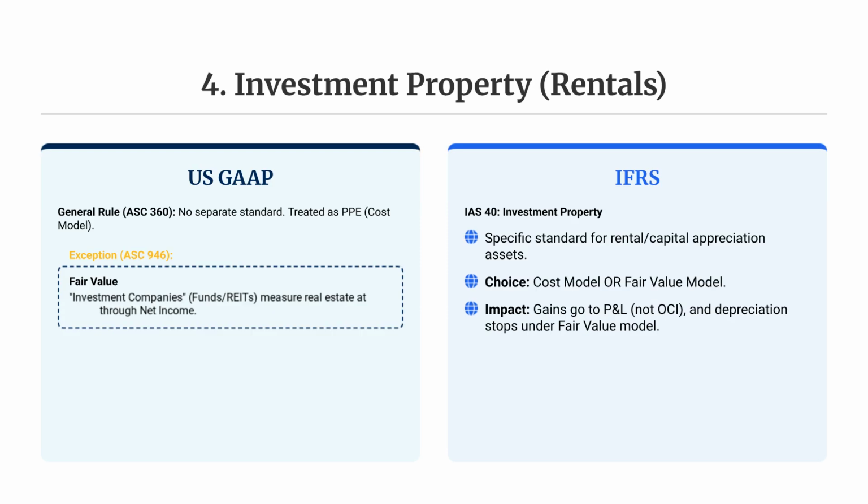What about a building you own just to earn rent? Under IFRS, we have IAS 40. You can mark that building to market value every single year, and any gain goes straight to your net income. Under US GAAP, for most general companies, there is no separate standard. That rental building is treated just like a factory under ASC 360. You must keep it at cost and depreciate it. The only major exception is for investment companies like REITs or private equity funds under ASC 946. They do use fair value. But for a regular manufacturing company, it is the cost model, all the way.